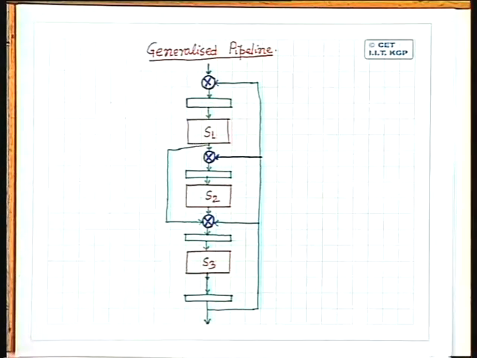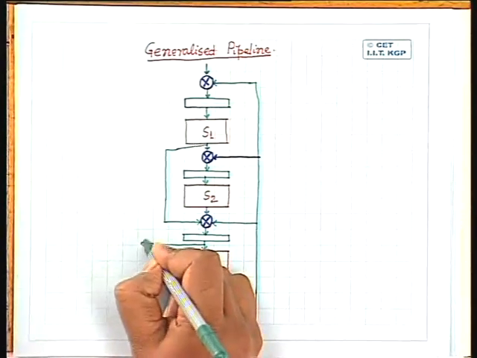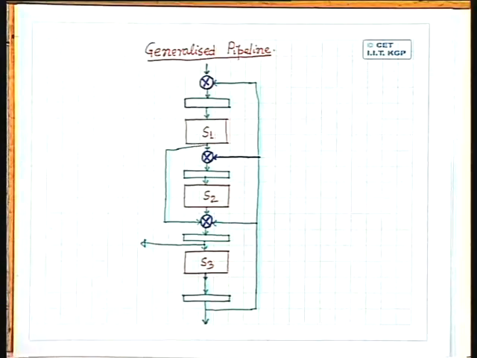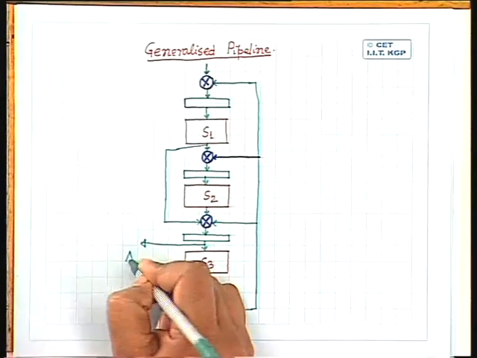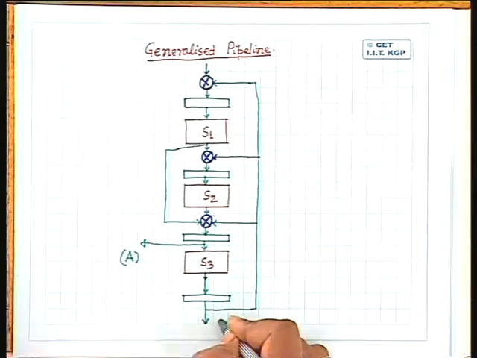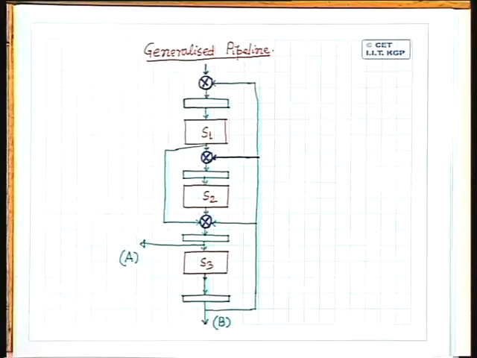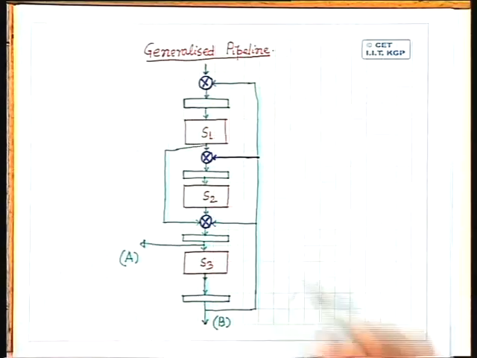Okay. So if I want to compute more than one function, then suppose I can take an output from this stage, and this gives me a function A. If I take output from this point, it gives me a function B. Okay. So there may be other connections as well.